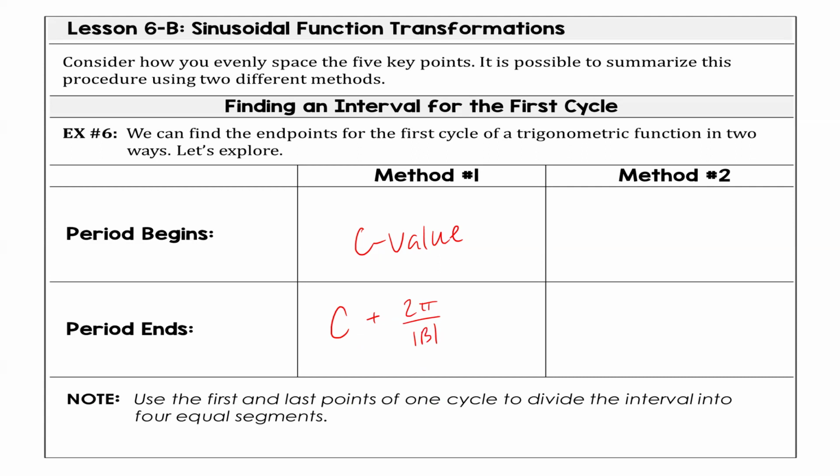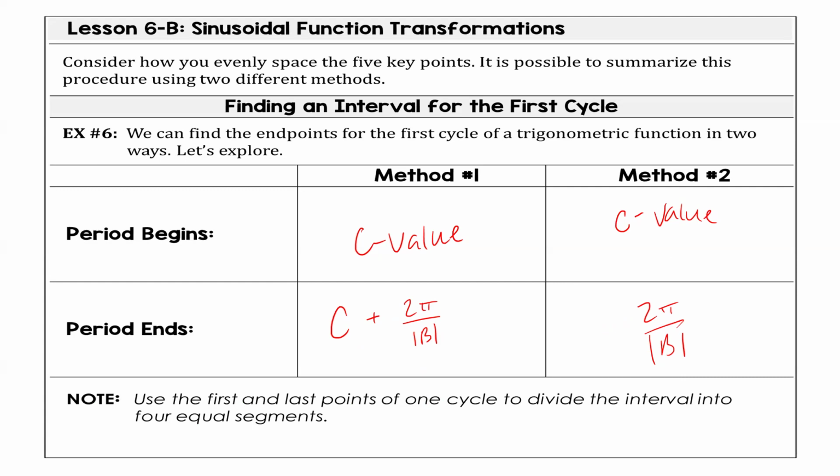The second method is your C value, and depending on the shift, just being at 2 pi over B. This works typically if your C value is 0, like if no change is taking place and you're starting at the origin. Part B, today's.